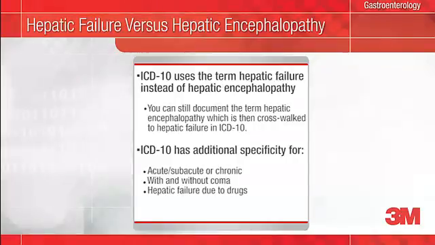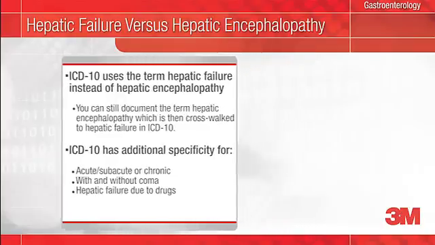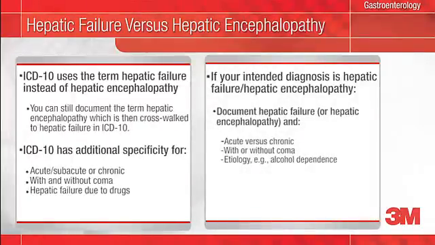It has been my experience that physicians often document the signs and symptoms of hepatic failure, for example, confusion, altered levels of consciousness, or coma, without actually documenting the underlying condition itself. So if your intended or suspected diagnosis is hepatic failure or hepatic encephalopathy, that is what you should document in your notes. But you also need to specify whether it is acute or chronic, with or without coma, and specify the etiology of hepatic failure, such as alcohol dependence.